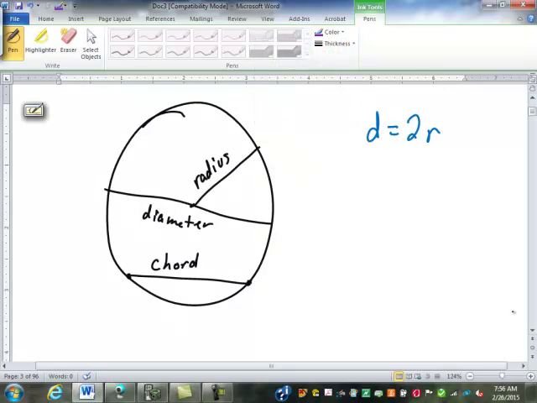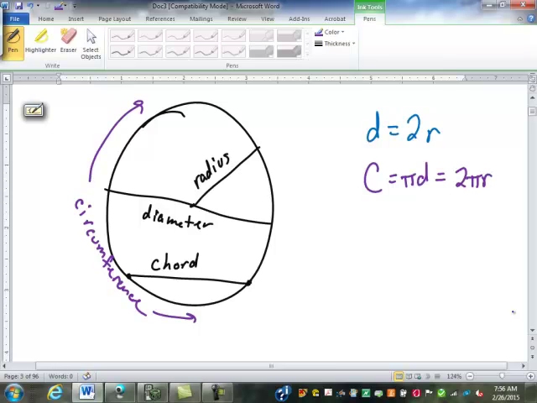Next, as we keep discussing parts of this circle, ones that we already know, the distance around the circle is called the circumference. Very good. And the circumference, of course, is equal to either pi times the diameter or 2 times pi times the radius, because 2 times the radius is the diameter.